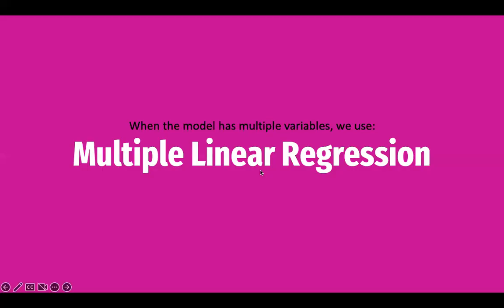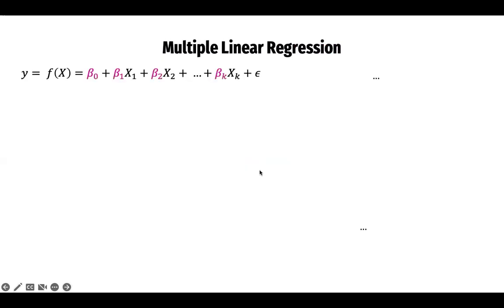When the model has multiple variables, we use multiple linear regression. We estimate the y with several predictors x sub 1, x sub 2, until x sub k, wherein each of the predictors has associated weights or coefficients. You can also see here the bias. We can rewrite it as beta naught, or the bias, plus the dot product of the predictors and each of their associated weights.